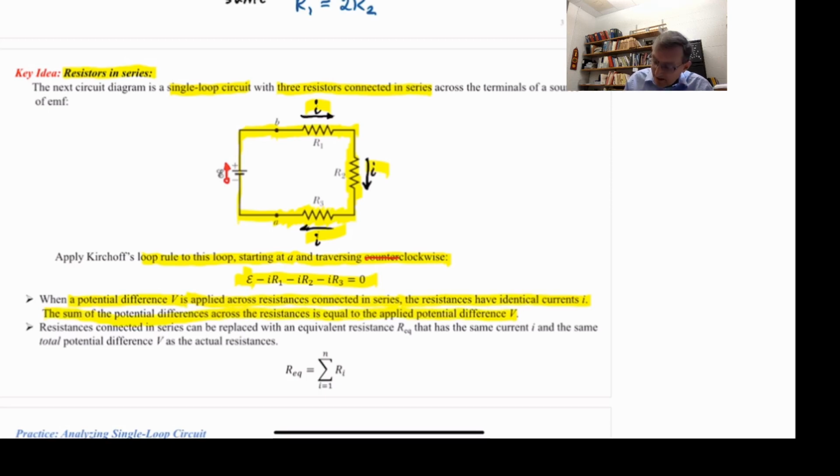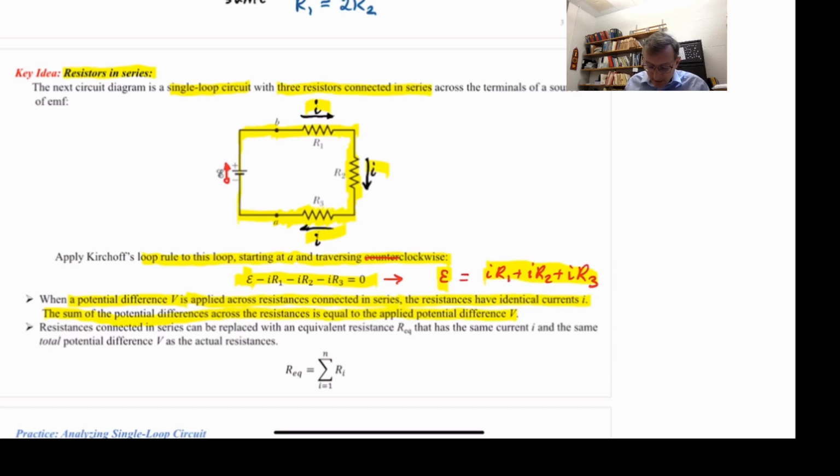That just means, from this formula, E equals IR1 plus IR2 plus IR3. That's just another way to write that formula, right? And here we have the sum of the potential differences across the resistances, and that's equal to the applied potential difference from the battery.